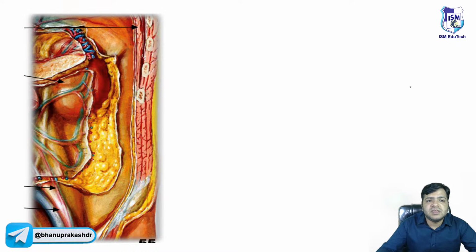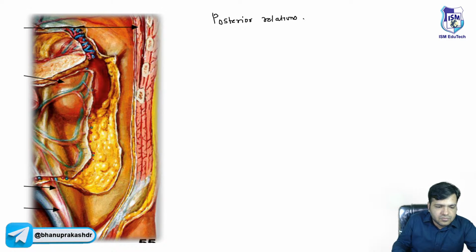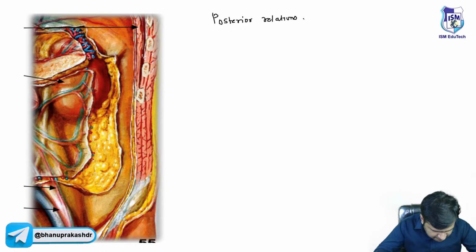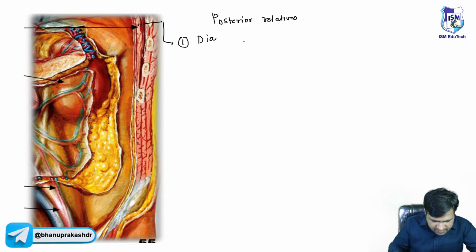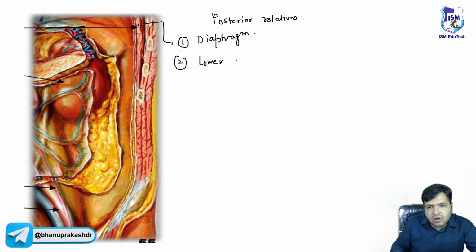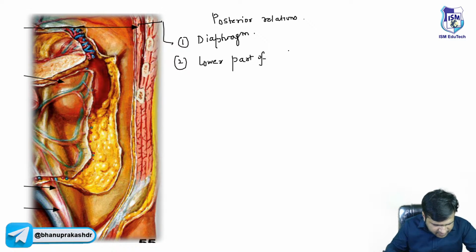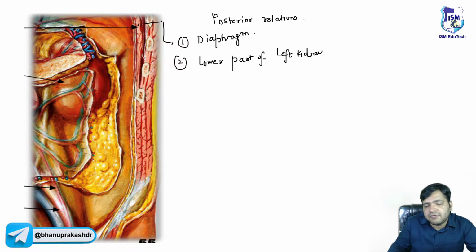Now coming on to the posterior relations, and again it remains the same as we discussed in the ascending part. Which kidney will be over here? Firstly, you can see the diaphragm, the first structure. Tell me quickly which kidney will be over here. Yes, everyone is right. Kriti, Dimple, Dr. Triple A, Garima, very good. It is the lower part of the left kidney.